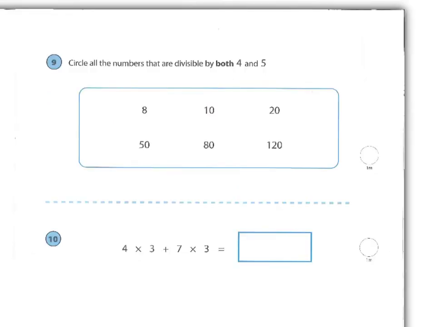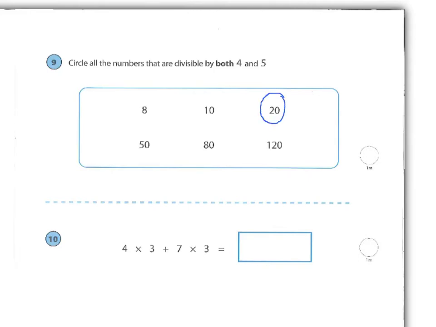Question 9. Circle all the numbers that are divisible by 4 and 5. So, if I take a look at the top row, well, 8 is divisible by 4, but not by 5. 10 is divisible by 5, but unfortunately not by 4. 20 is divisible by both, so I can circle that number.